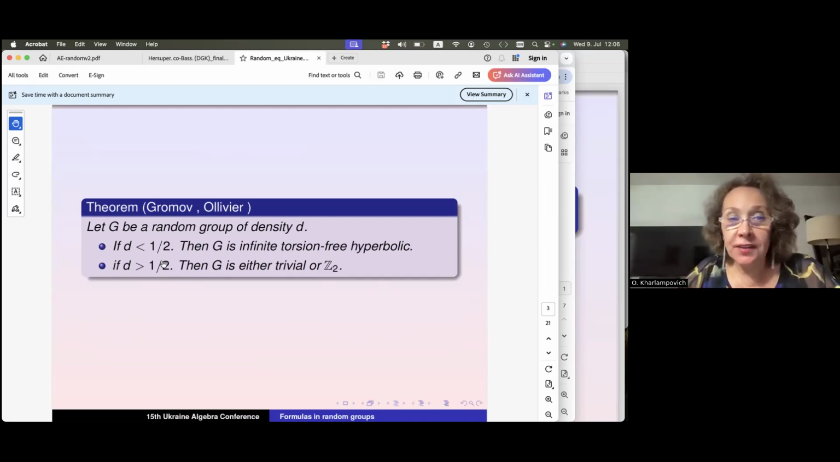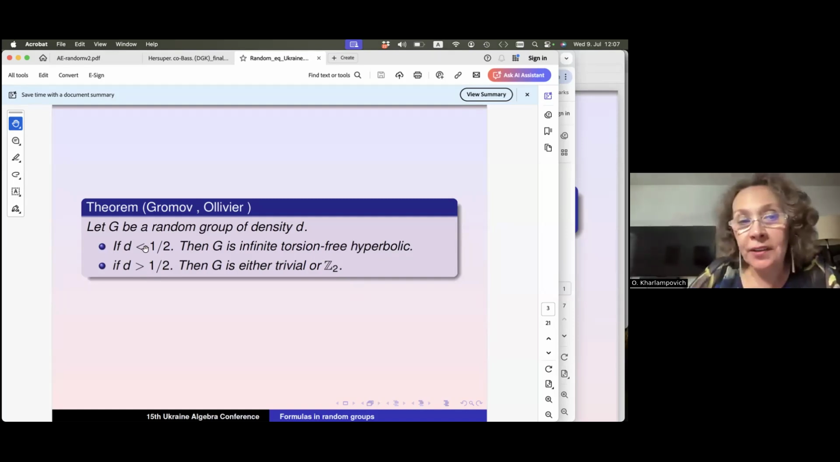When d is greater than 1/2, we have some sort of an identity crisis, because this is a property of presentation. When d is greater than 1/2, the group is either trivial or has two elements. Now for d less than 1/2, the group is infinite torsion-free hyperbolic. And at d equals 1/2, it is not clear what's happening. So we are going to be interested in groups at density less than 1/2.